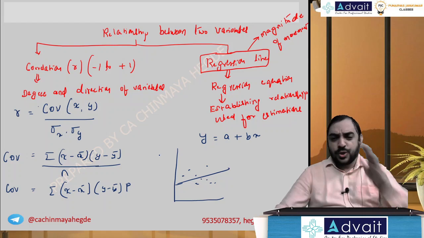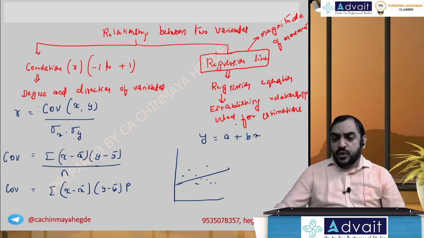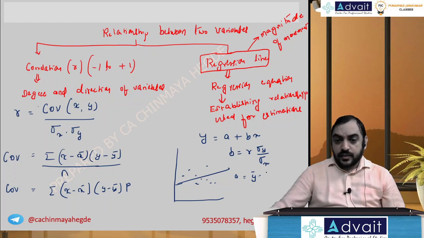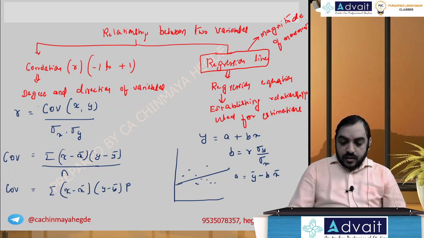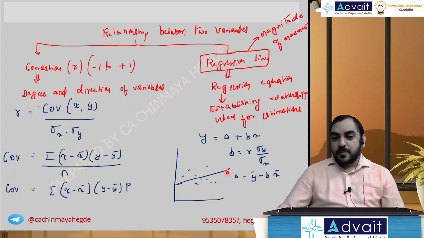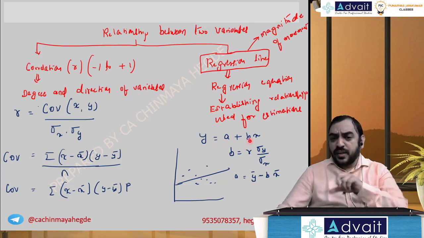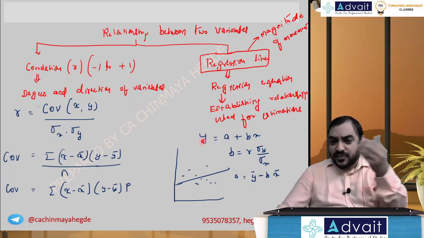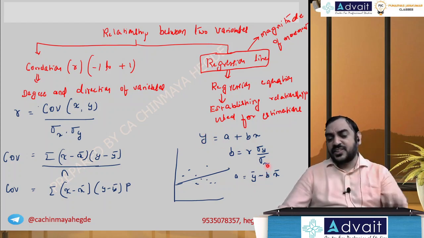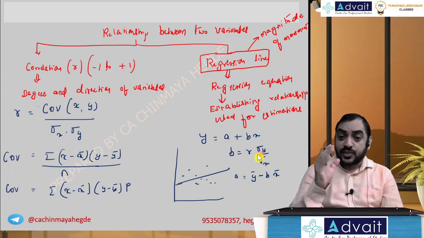That's just the mathematical part. You don't worry much. The formula is y equals a plus bx. b is given by r into standard deviation of y by standard deviation of x, and a equals y bar minus b into x bar. And actually the a value is easy to remember. You just revise the equation. y equals a plus bx. You bring bx to the left side. What will happen? y minus bx. That's the formula. y bar minus b x bar. That's the formula for the regression line.